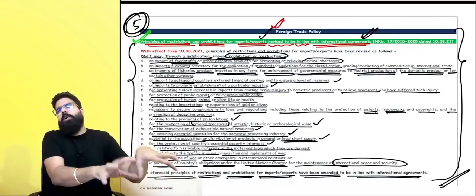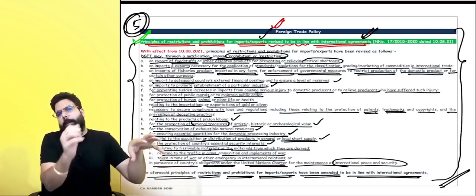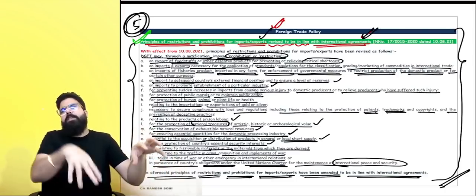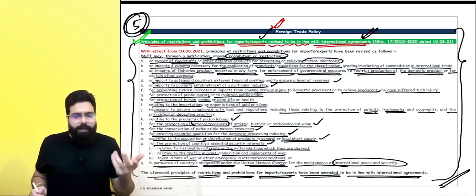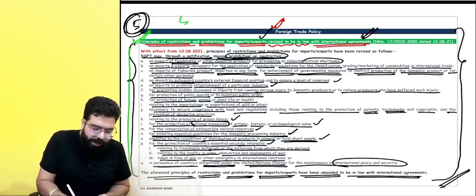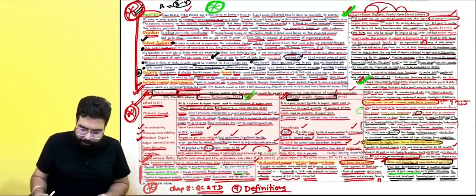Okay, sir? And also over here, this has been introduced: principles of restriction and prohibition for import and export. Why may they impose restriction and prohibition on import and export? Those principles are being revised now, and hence they can ask you a 5 mark question. 5 mark question can be asked from here.